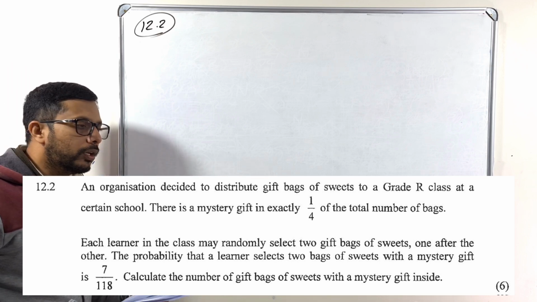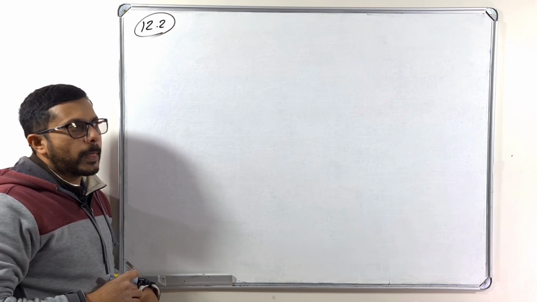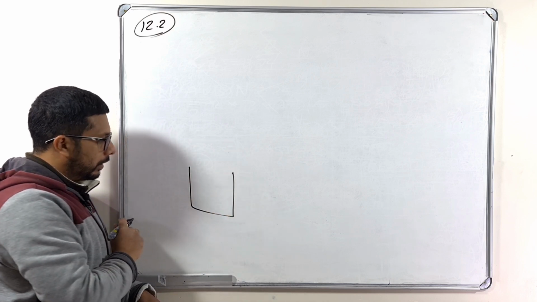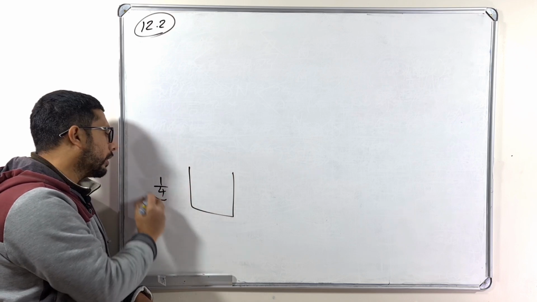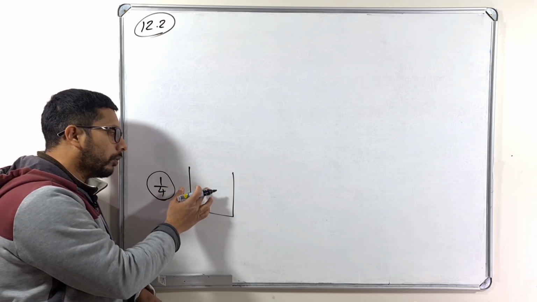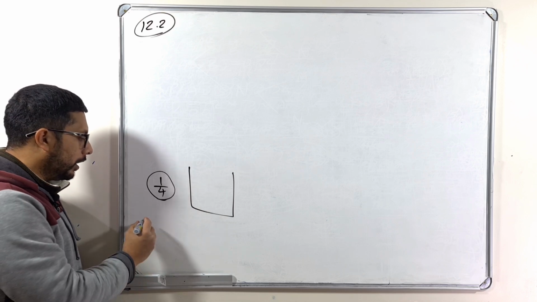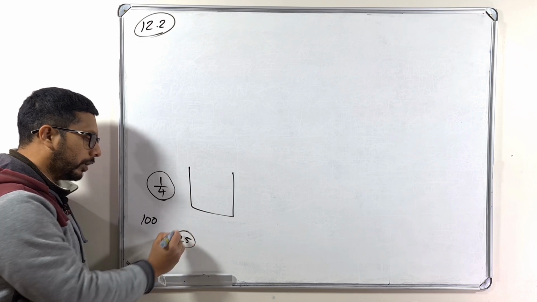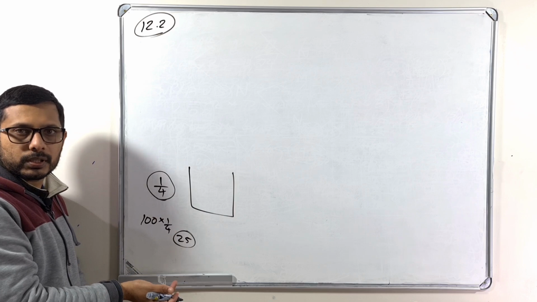An organization wants to give gifts to grade R students. Of the total number of gifts they give, 1/4 are mystery boxes, maybe some special type of gift. For example, if they give 100 boxes, 1/4 of 100 is 25. 1/100 times 1/4, that is 25. 25 are mystery boxes. That is the meaning of that.